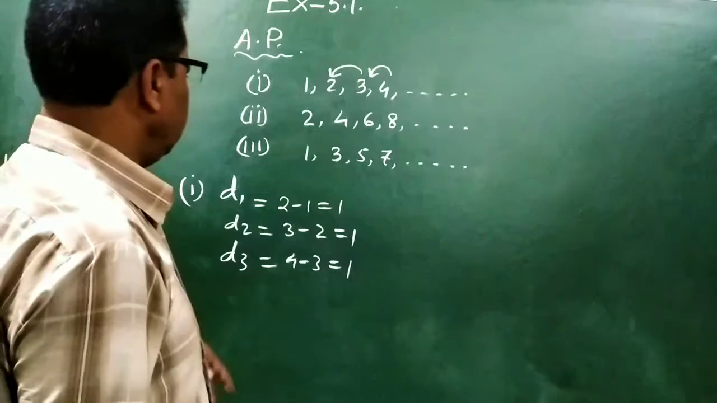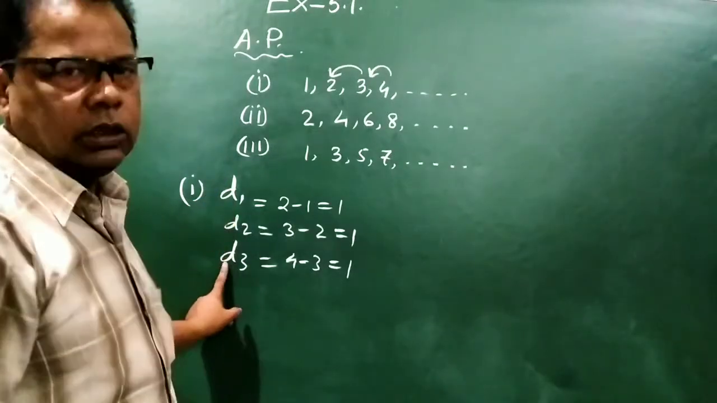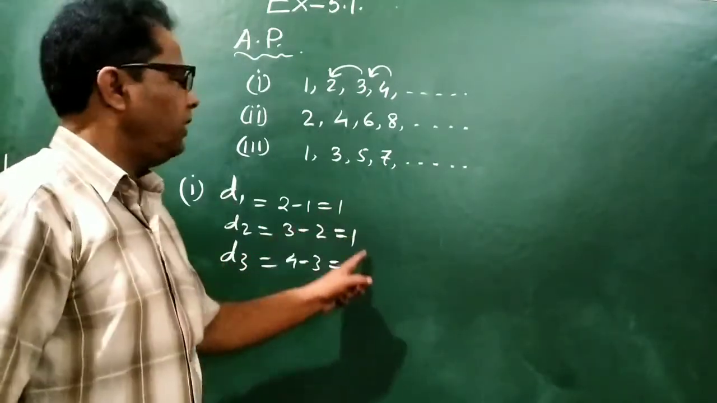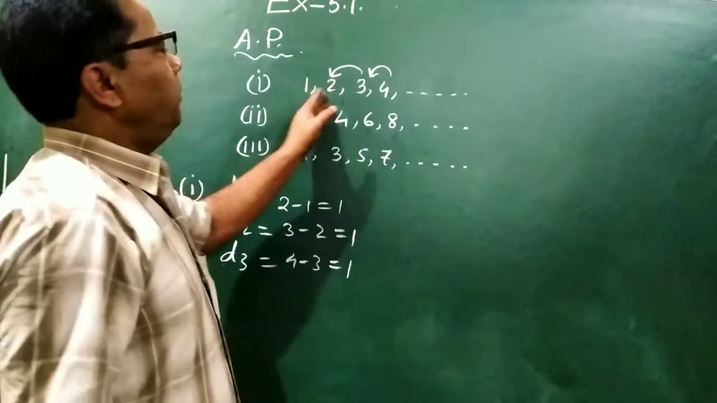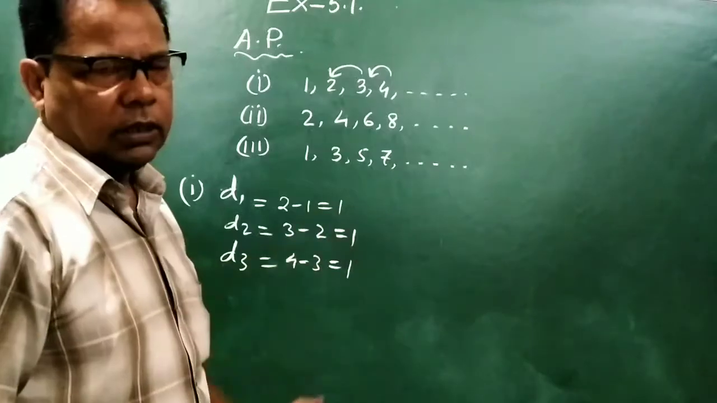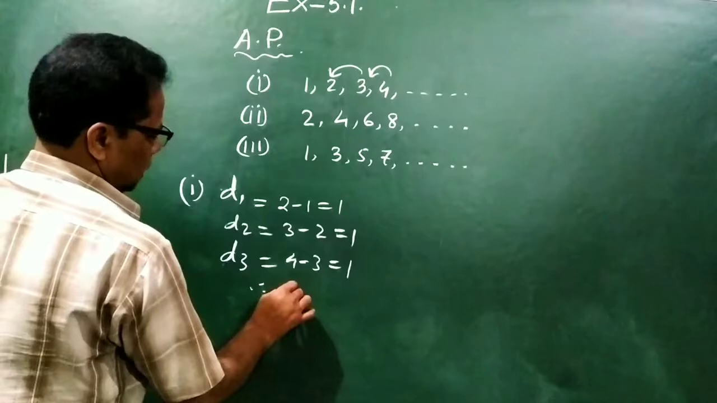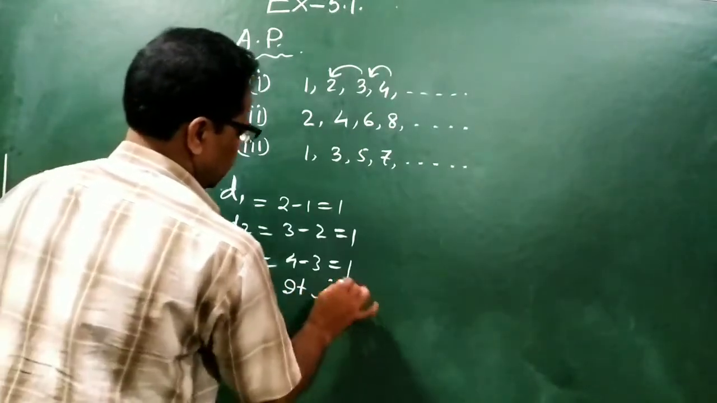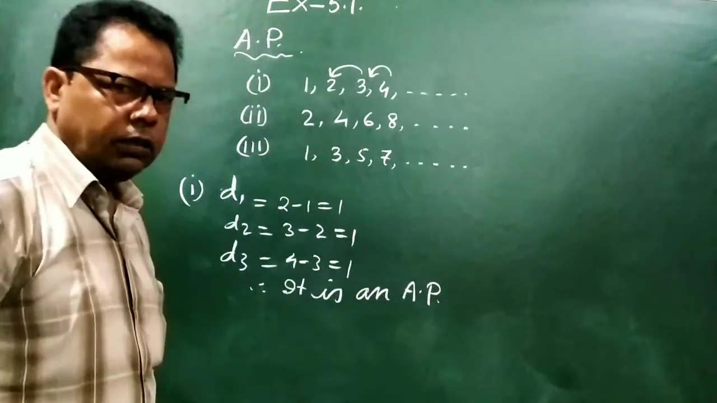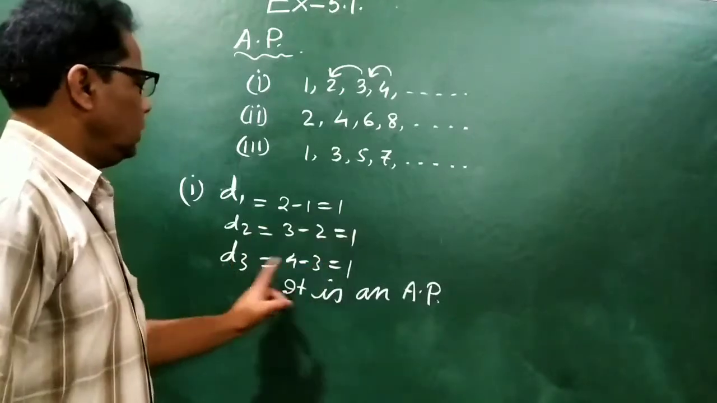Here we are finding that all these differences, D1, D2, D3, are called common differences, and all of them are 1. Since the common differences of the numbers in this sequence are all equal, it is an arithmetic progression. So all these common differences are equal.